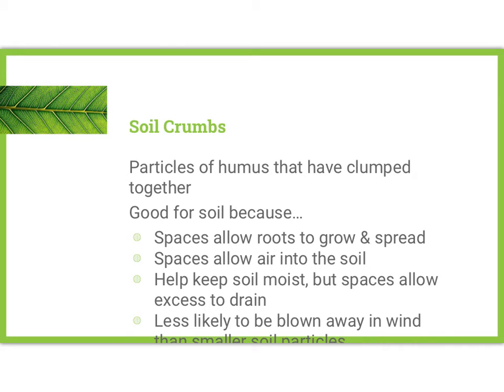Soil crumbs are particles of humus that have clumped together. This is really good for soil because the spaces allow roots to grow and spread. The spaces also allow air into the soil. It helps to keep the soil moist, but the spaces allow excess water to drain. And it's less likely to be blown away in the wind than smaller soil particles because they are larger, heavier clumps.